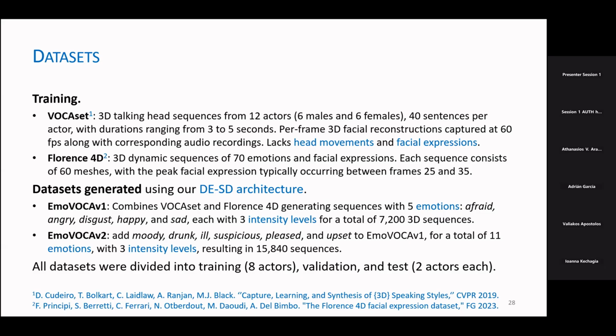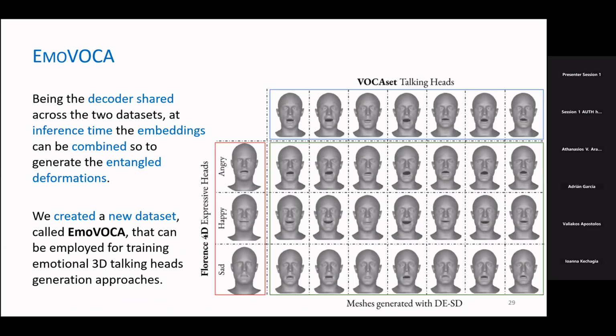The difference is in the number of emotions, and of course also of sequences, that we included in these two datasets. And so here you can see some results in a static way, but probably it's better if we see some animated sequences.